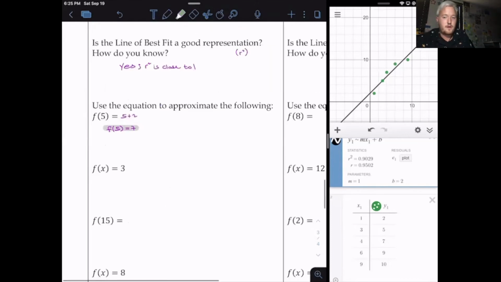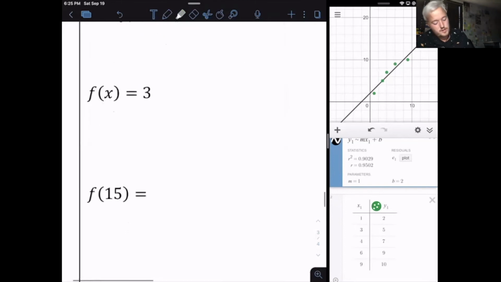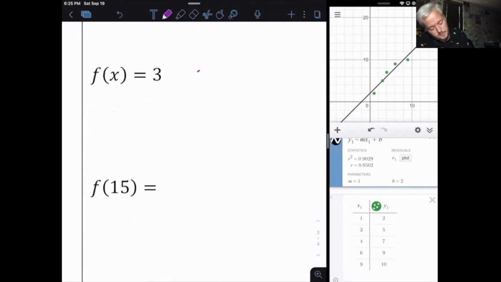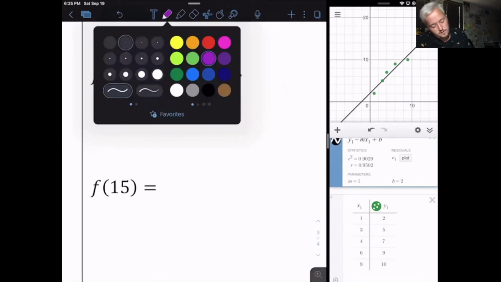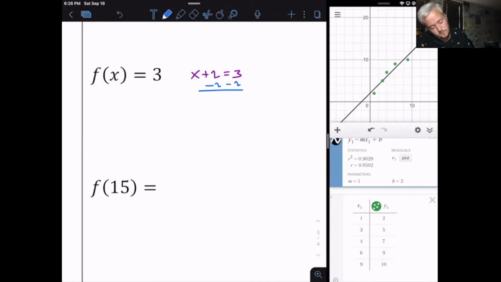All right, and now we want to find when it's going to be equal to 3. So I'm going to take my equation, x plus 2, set it equal to 3. Then I'm going to solve. So subtract 2, so x equals 1.